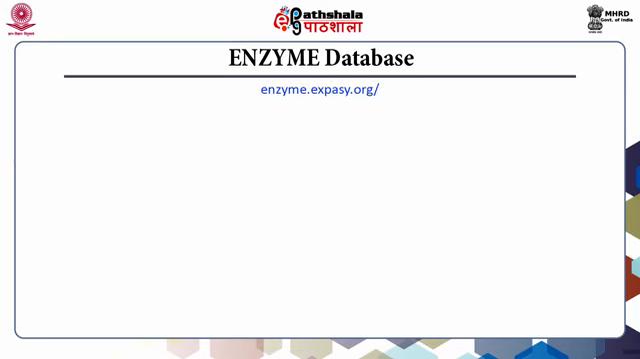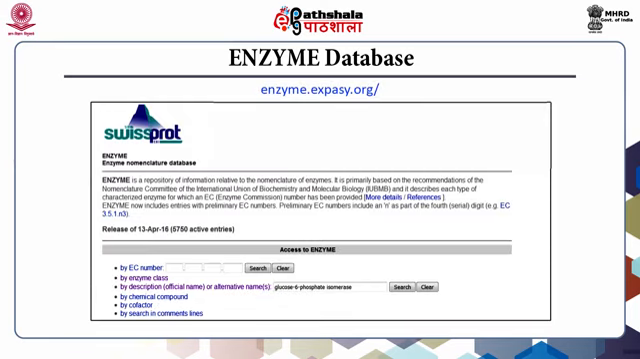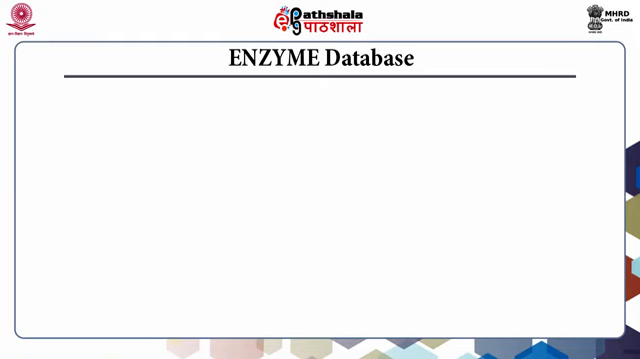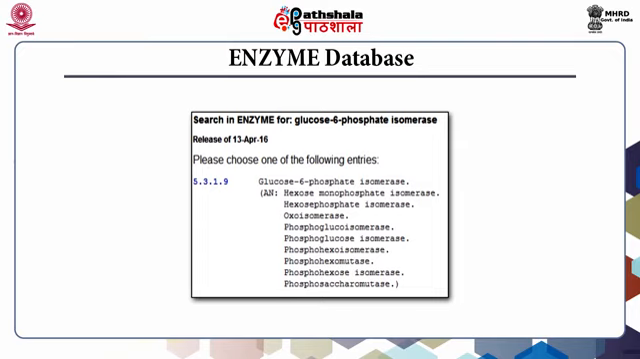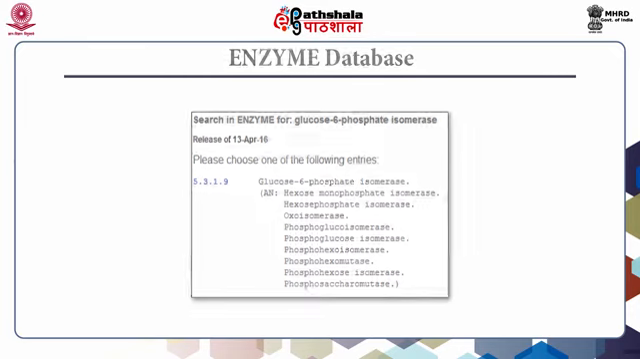Visit the enzyme database at the ExPASy server and search for glucose 6-phosphate isomerase. Click the search button. The results are displayed. This shows that glucose 6-phosphate isomerase has enzyme number 5.3.1.9. In addition, it has several alternative names.